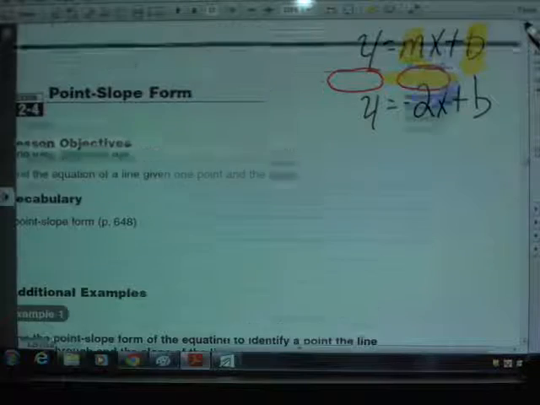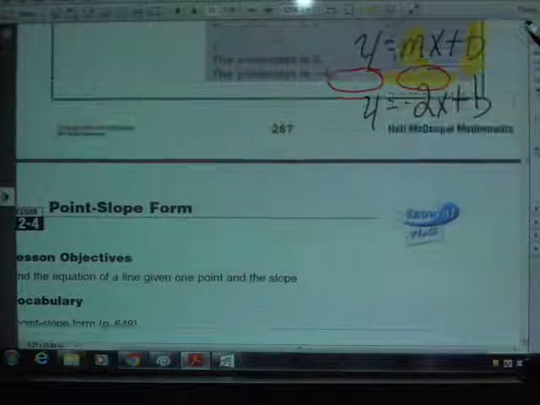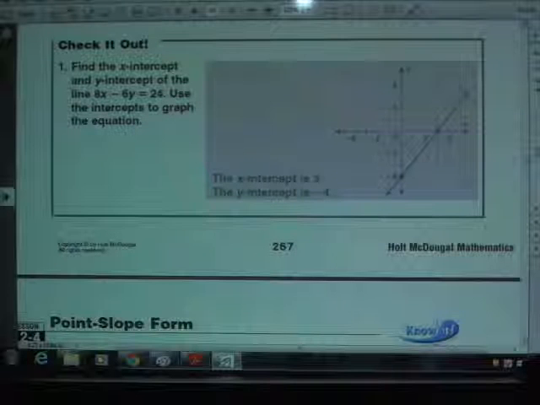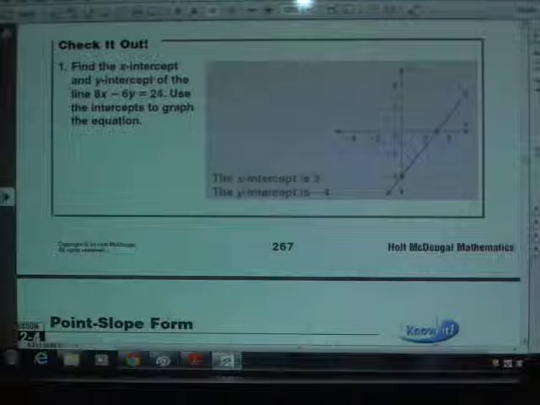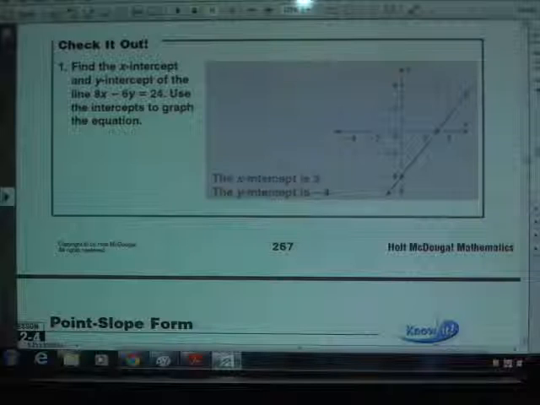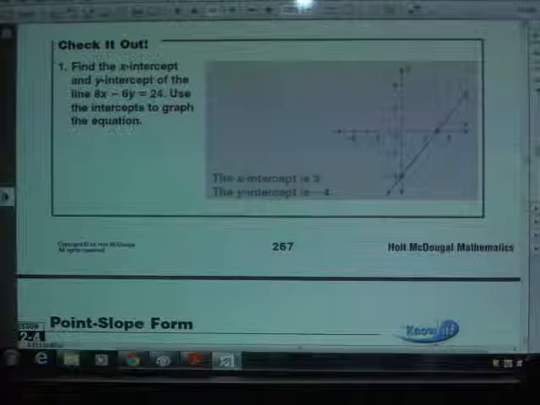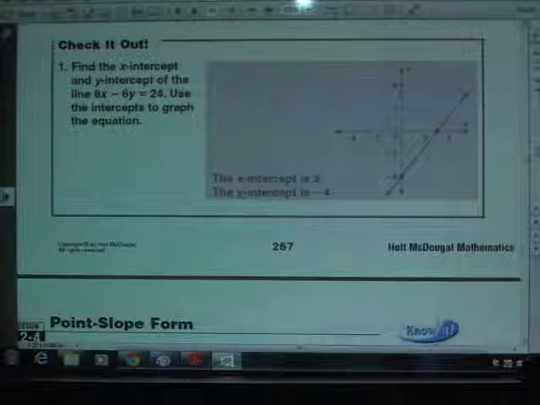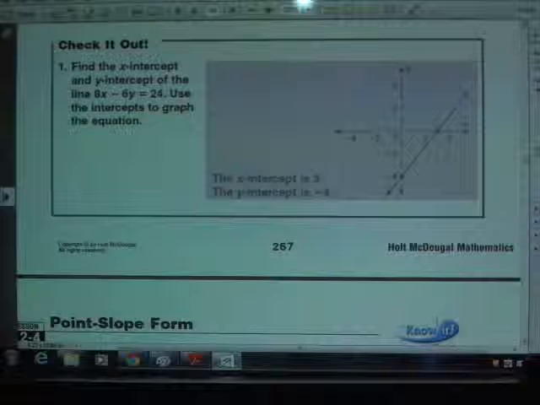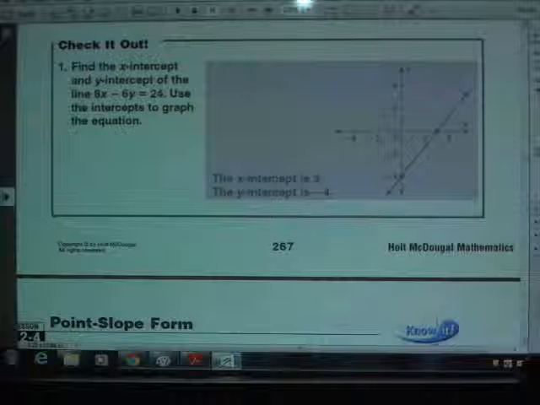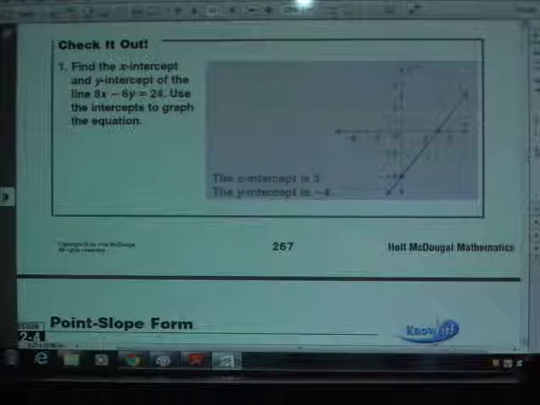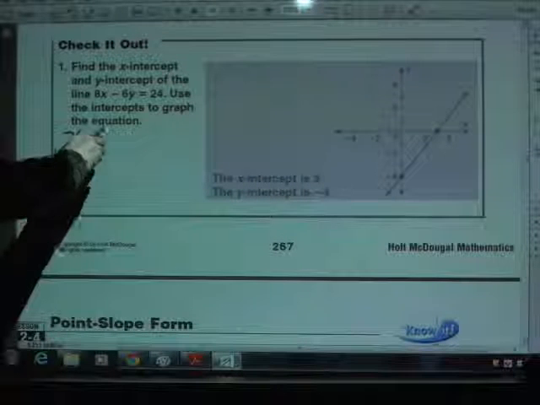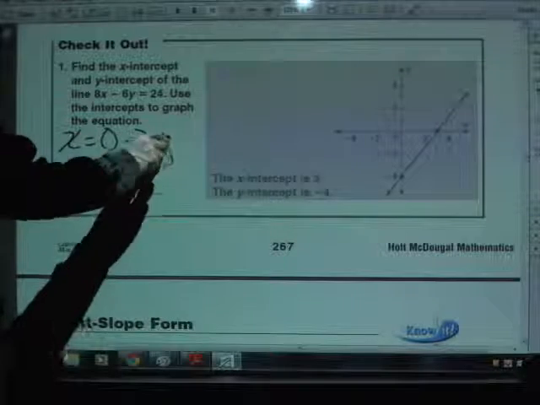All right, so let's go ahead and take a look at the concluding example here. In the concluding example here, we're asked to find the x- and the y-intercept of the line 8x - 6y = 24. We're supposed to use the intercepts to graph the equation. So, remember, what we want to do here is we're going to let the opposite value always equal 0 to find whatever that intercept is, just as we did in the introduction question in this section. So the first time through, I'm going to let x equal 0. And that's how I'm going to find my y-intercept.